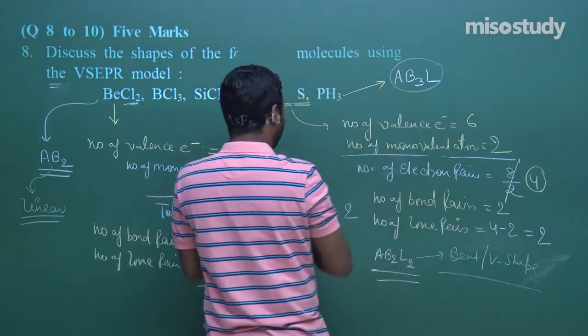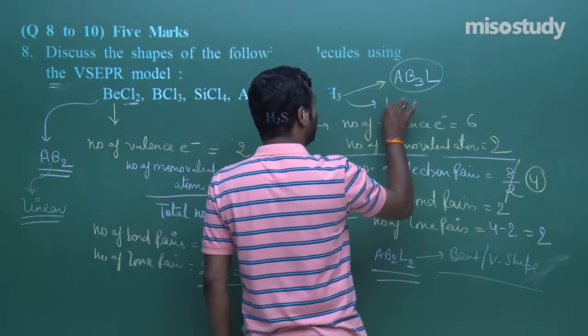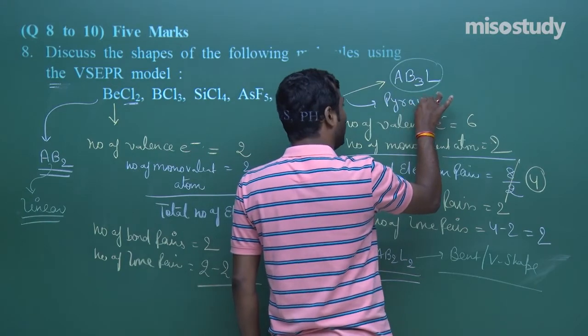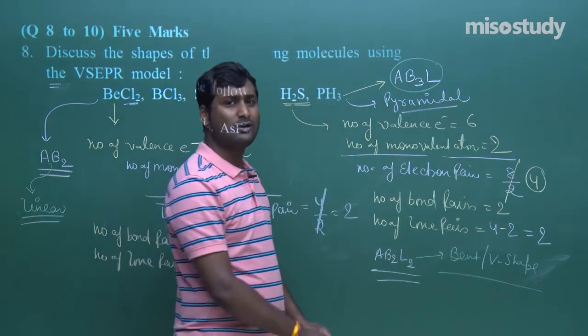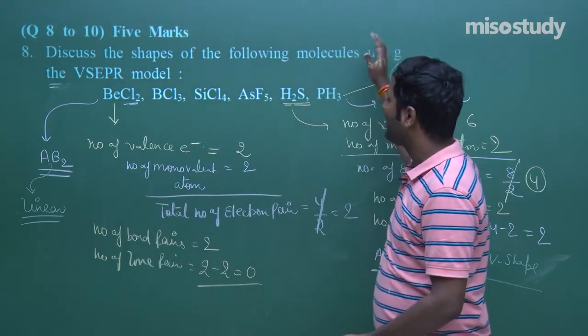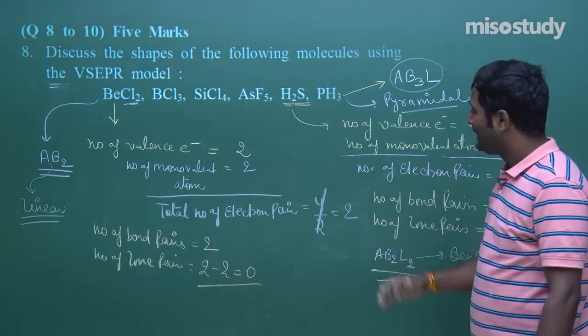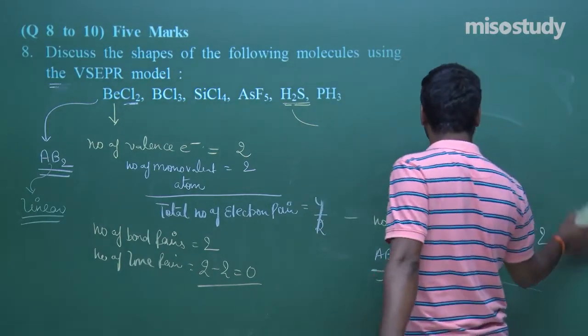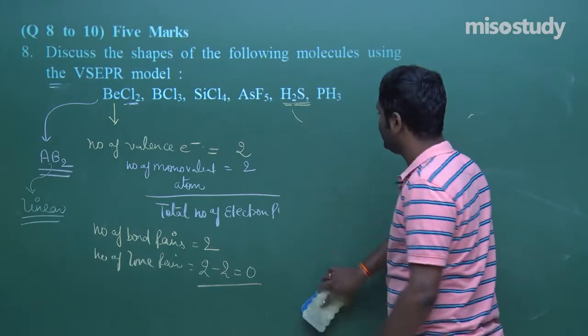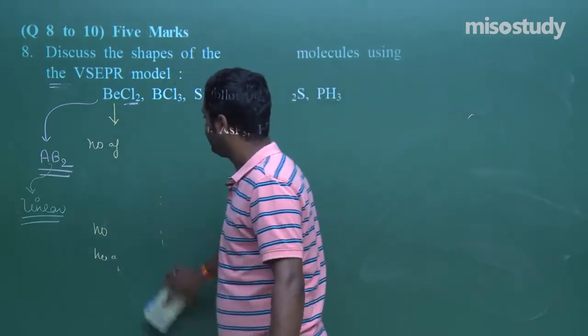AB3L. Remember, if the formula is AB3L, the shape is, my friend, pyramidal. Clear to you? You can easily solve such kinds of questions if you have a command over the theory. Clear? Now I am going to rub this part and will discuss the next question. Listen carefully to what I am telling.